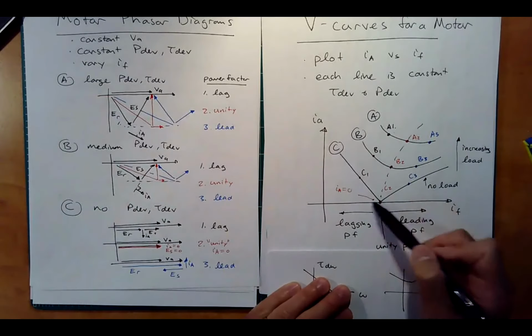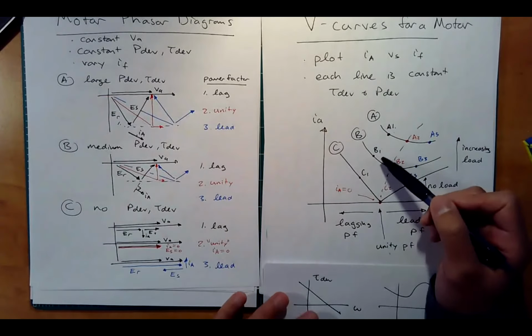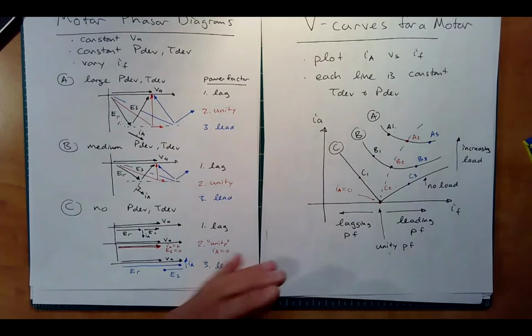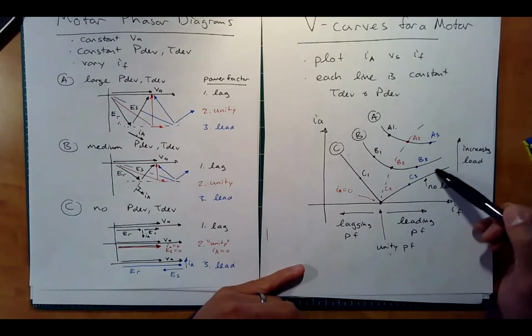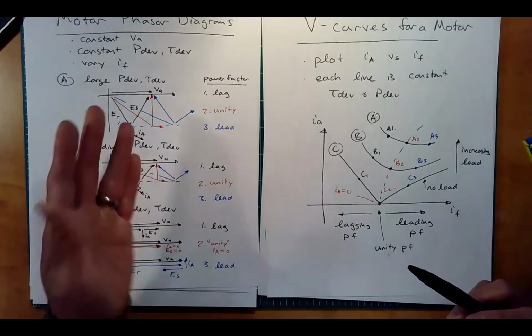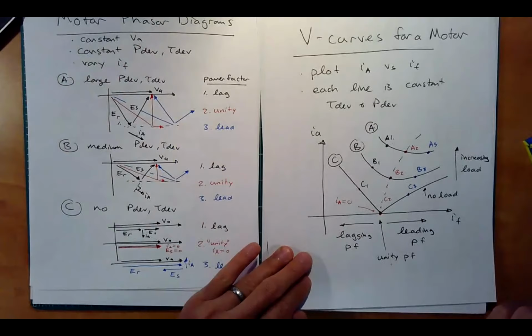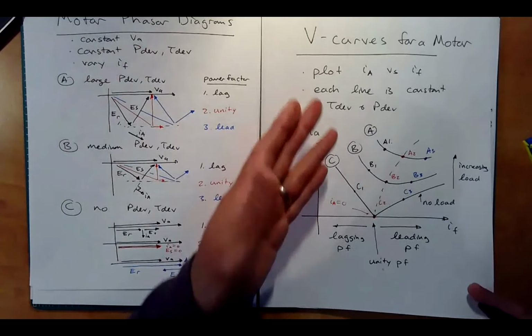So this is what we call a V curve. When we do the lab, we'll actually see this in lab, okay? And these lines are constant power developed and torque developed, assuming constant VA, okay? So this is what we call a V curve for a synchronous motor.